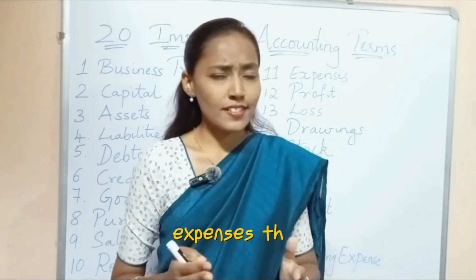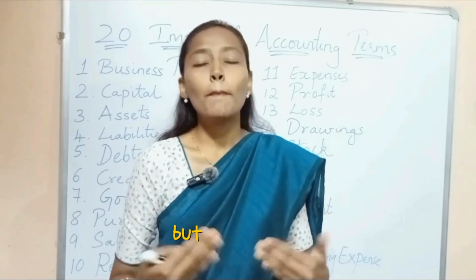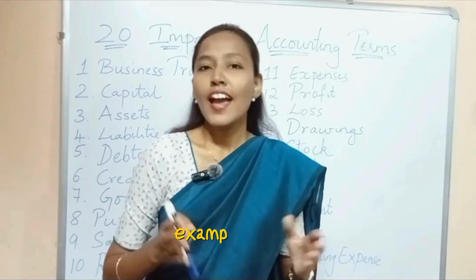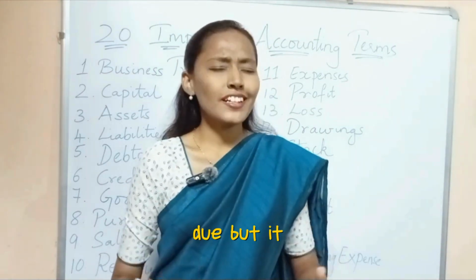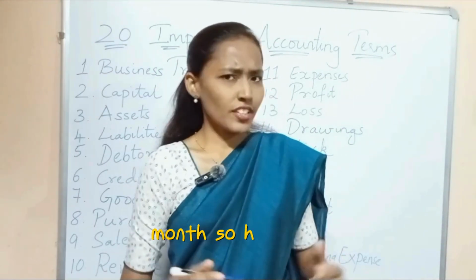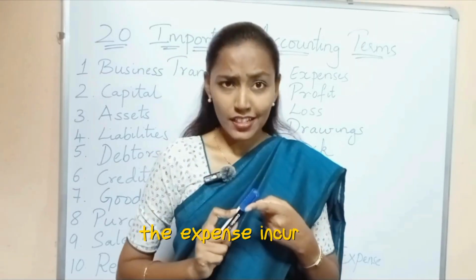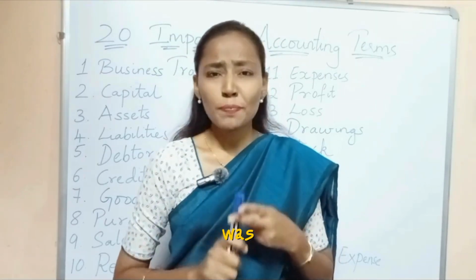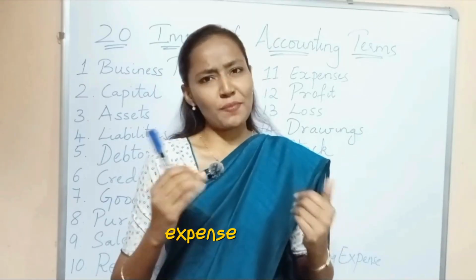Outstanding expenses are the expenses which are incurred but not yet paid. Example, salary for June is due, but it will be paid next month. So here, the simple trick to remember is, did the expense incur? Yes. Was a payment made? No. Then it is an outstanding expense.